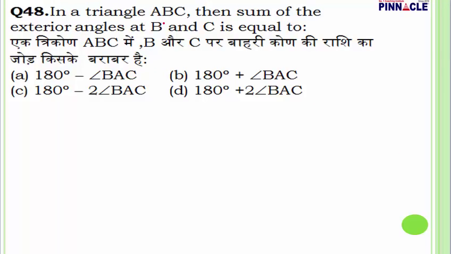In a triangle ABC, the sum of the exterior angles at B and C is equal to?